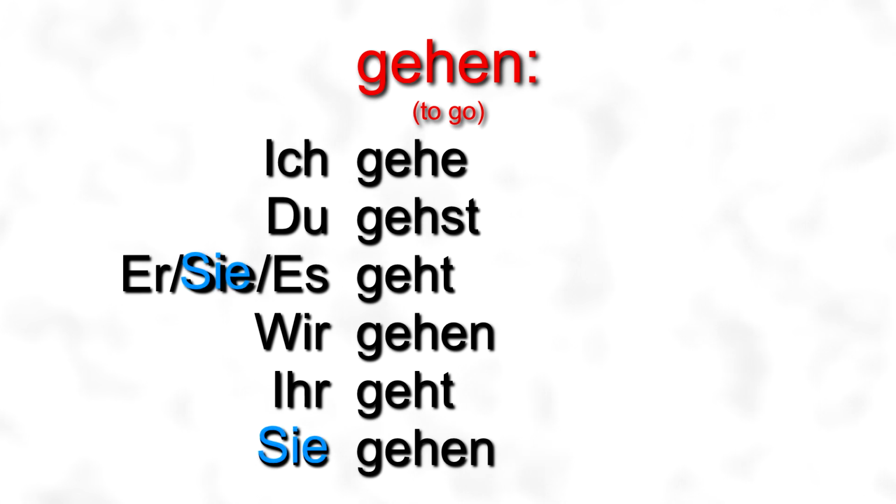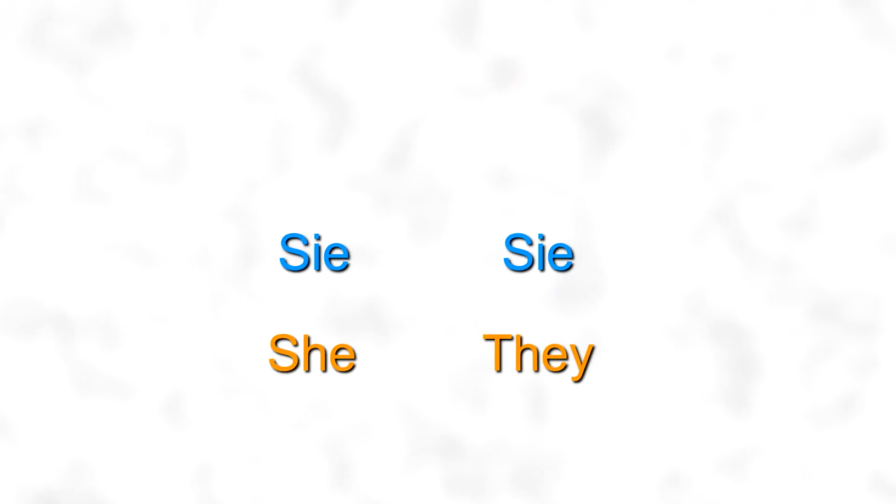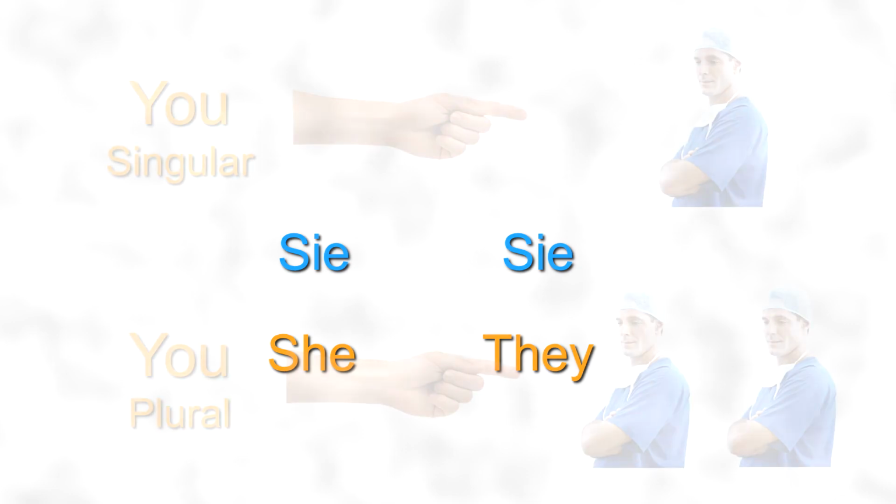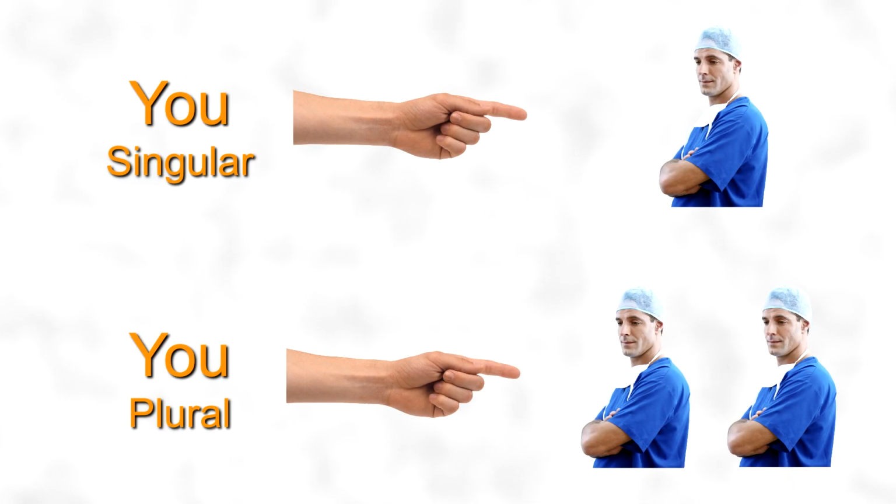Sie and sie are spelled and pronounced the same, but are different words. In general, it's always clear by the context of the sentence which one is meant, so don't get too hung up on that, since in English you have the you, which is the you singular, and the you plural, and it is still always clear which one is meant.